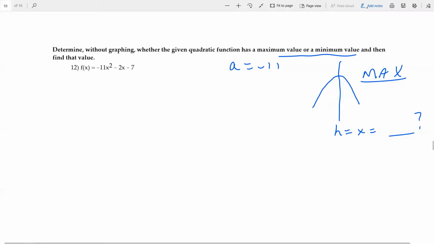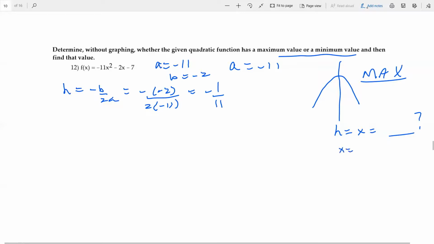So h is minus b over 2a. A is minus 11. B is minus 2. So minus b over 2a is minus 2 over 2 times minus 11, which is equal to minus 1 over 11. So the axis of symmetry is x equals minus 1 over 11.